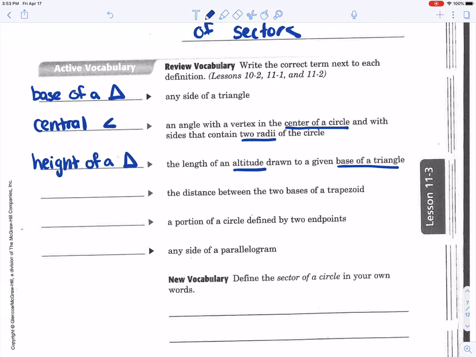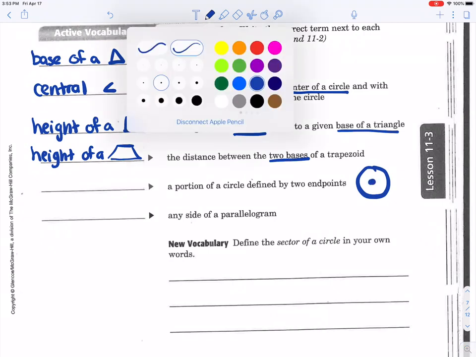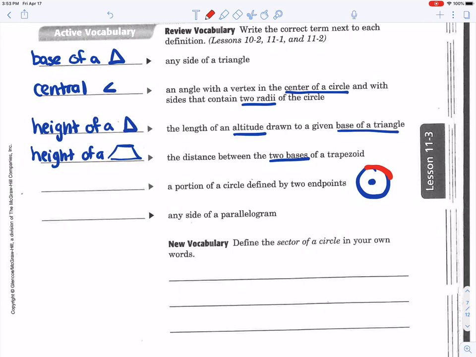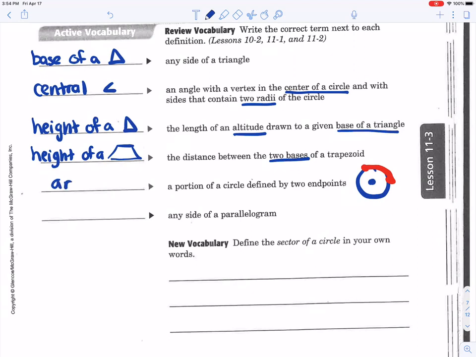The distance between the 2 bases of a trapezoid. So again, the thing that connects those 2 bases is going to be the height of a trapezoid. A portion of a circle defined by 2 endpoints. So if you need to draw it out to remind yourself, if this is my circle and I'm defining a part of the circle defined by 2 endpoints, that's called an arc. And then lastly, any side of a parallelogram would be the base of a parallelogram.